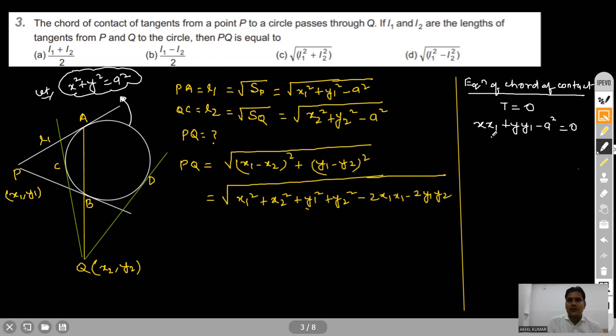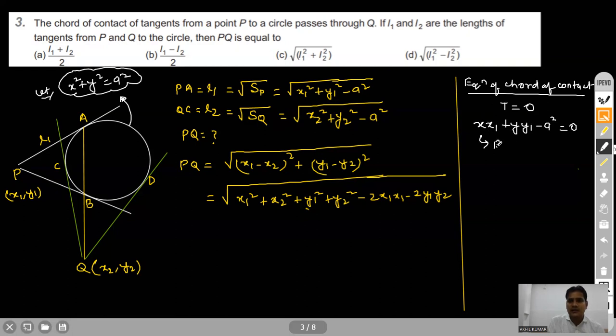So x1 and y1, I am taking the coordinates of P. From P, I have drawn a pair of tangents that touch the circle at A and B. So the equation of AB, the equation of the chord of contact, is given by T equal to zero, where T is nothing but we replace, in the equation of the circle, x square by x x1 and y square by y y1. So this is what we have done, and this is our equation of AB, right?